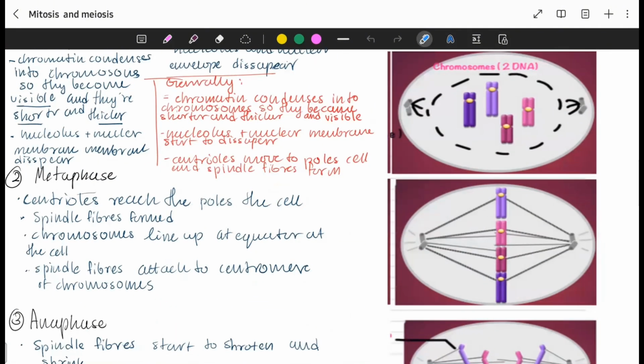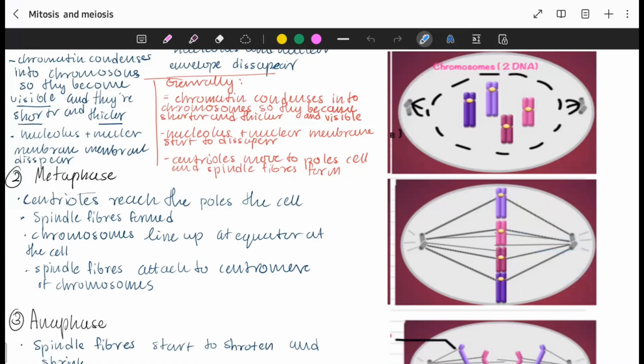Then in metaphase, the centrioles reach the poles of the cell, and the spindle fibers are formed. The chromosomes line up at the equator, and the spindle fibers attach to the chromosomes at their centromere, the middle part.